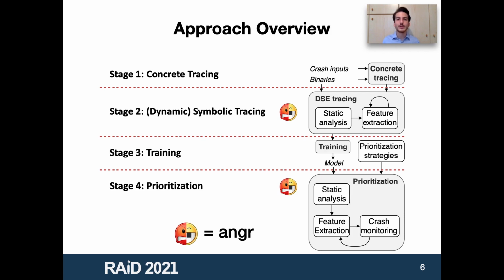The dynamic symbolic execution framework that we use is the angr framework, which is a very popular open-source binary analysis framework that is developed and maintained at UC Santa Barbara and Arizona State University. We use the angr framework in 2 stages, the dynamic symbolic tracing stage and the prioritization stage, as you can see from the slides.